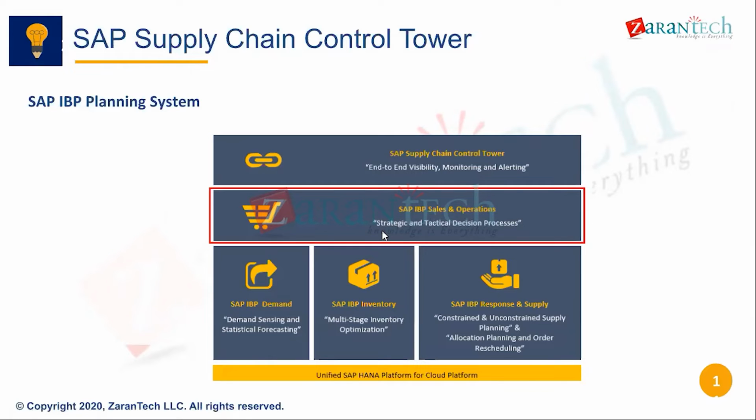Now, the second module is something called sales and operations planning, where we do our strategic and tactical decision processes. What do you mean by sales and operations planning and your strategic and tactical decision processes? When we say strategic, it is long-term planning and tactical is medium-term planning.